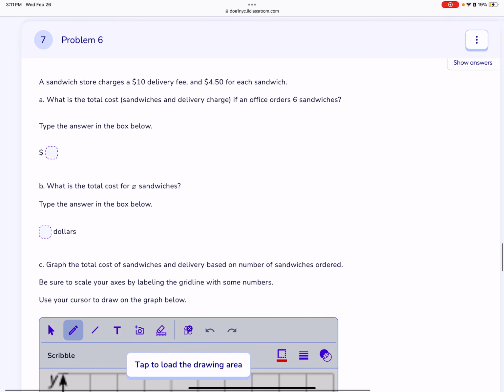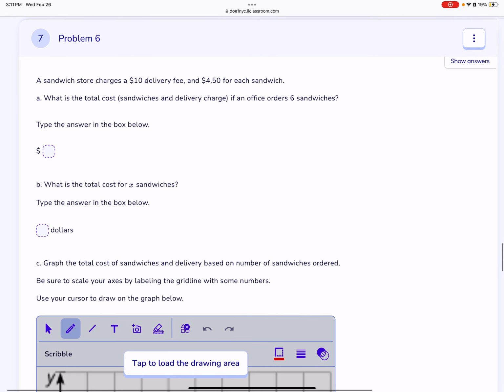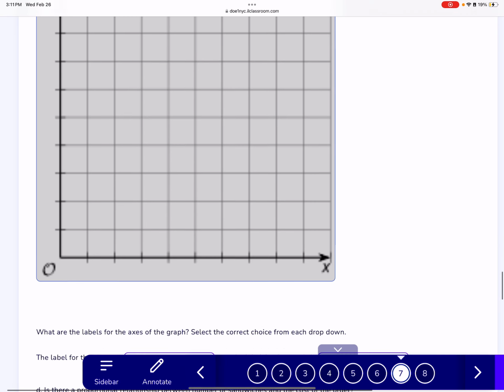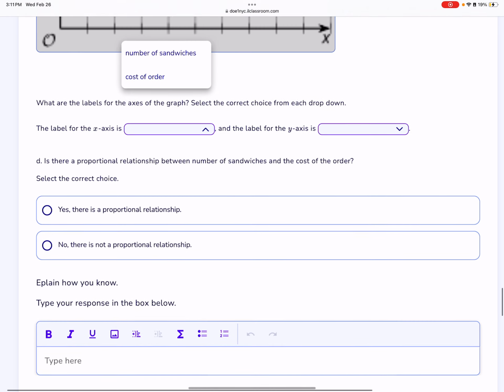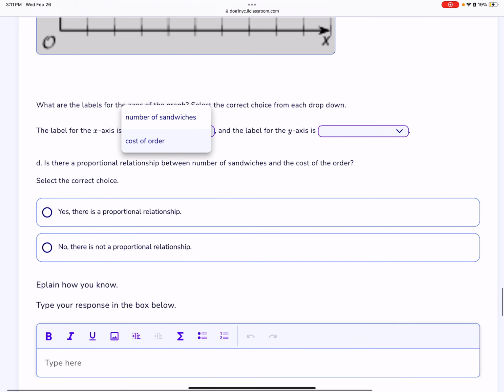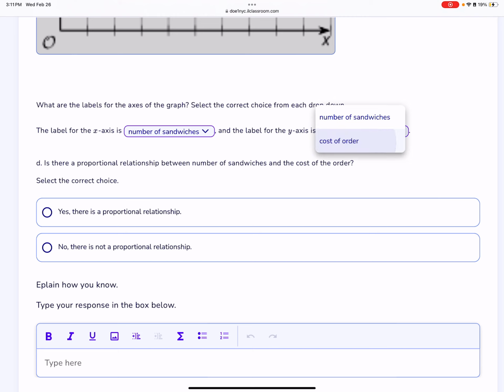For problem number 6, I wanted to continue with this problem by selecting the correct labels for the axes of the graph. So we're going to select the correct choice from each drop-down. The label for the x-axis is going to be the number of sandwiches. And the label for the y-axis is the cost of the order, also known as the total cost.